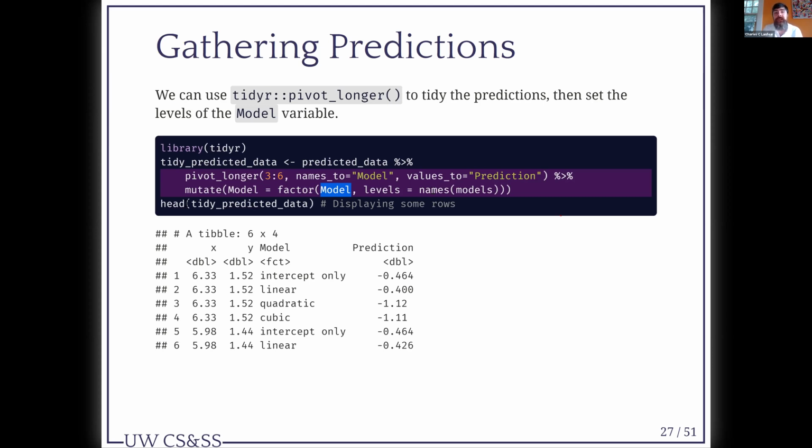If I get head on this, we see we now have, for every value of X and Y, it's repeated 4 times. We have a model, intercept only, linear, quadratic, and cubic, and the prediction associated with that X and Y. This is just a long repeated observation format of the previous slide's data. But this now is ready to go into ggplot because I could say, take all these predictions, make a line plot of them grouped by model. Okay, because I don't want to plot 4 separate columns. I want to plot one column and group it on something.